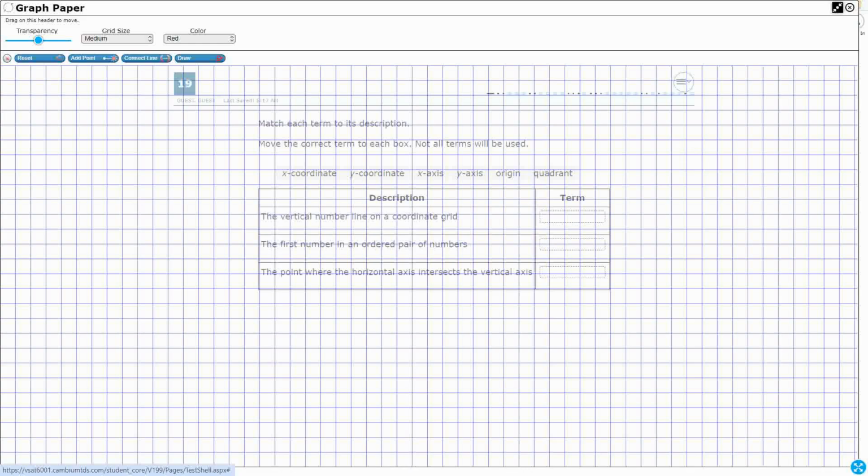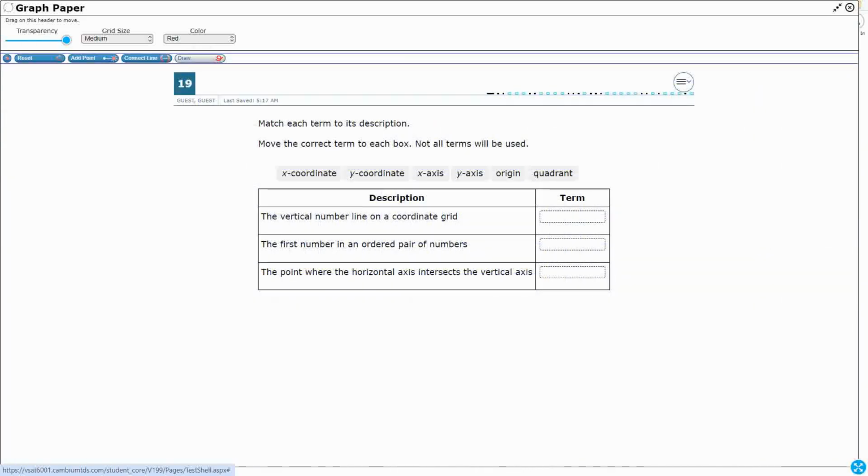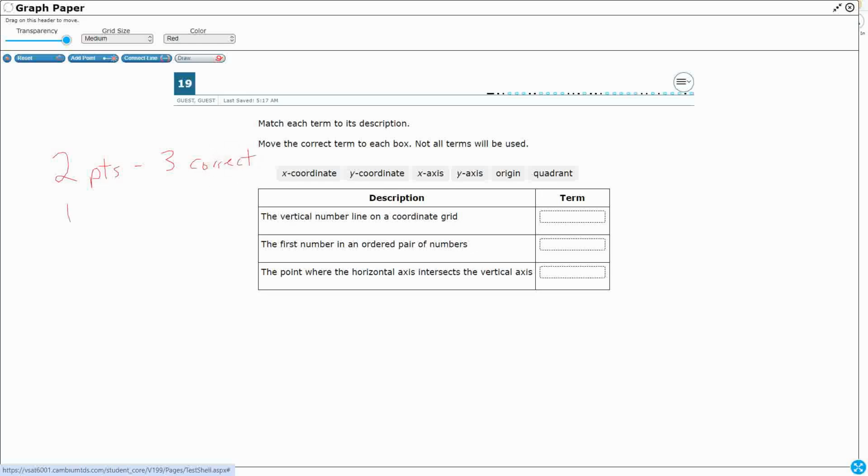It's highly dependent upon your knowledge of vocabulary. And this is a 2-point question. So 2 points, you get all three correct. You do get partial credit, so you can get 1 point if you get two correct. And you actually get 0 points if you get 0 or 1 correct. So even getting 1 out of the 3, not going to get you any points.